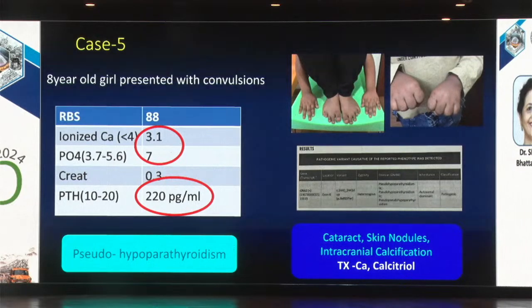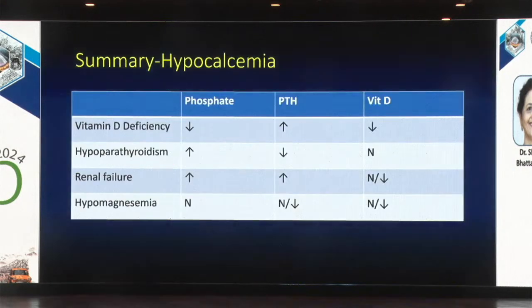You can use growth hormone in this, but these parents were lost to follow-up. But these children should be followed up for cataract, skin nodules, intracranial calcification, with treatment along with thyroxine. It is the calcium and calcitriol.